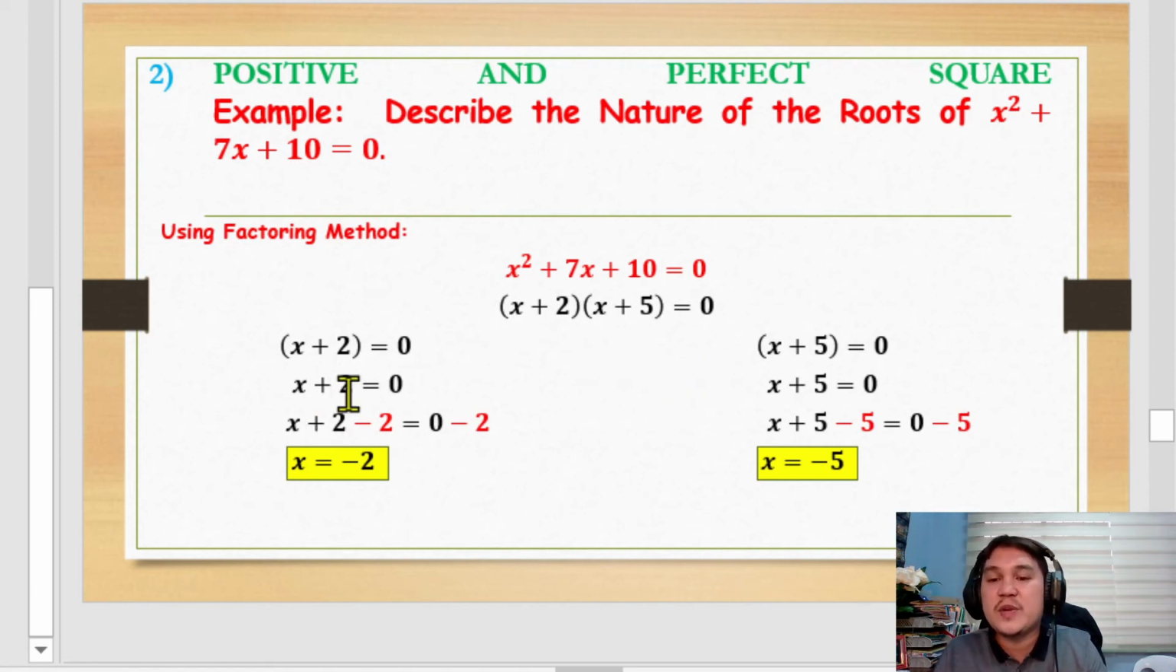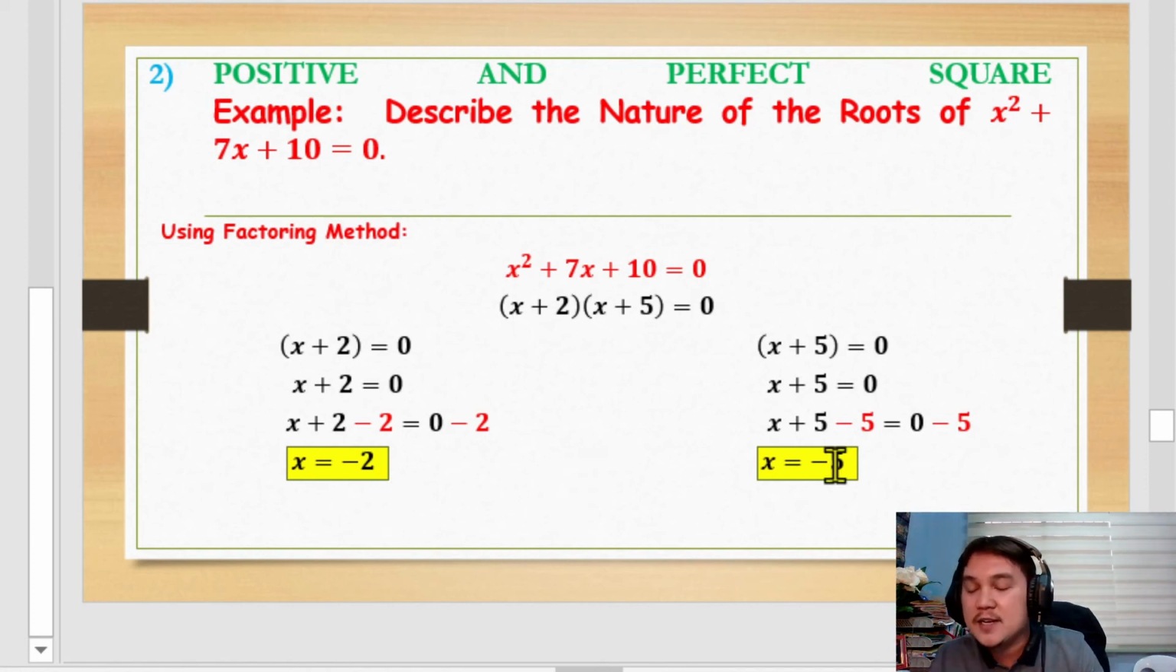So the quantity of x plus 2 is equal to 0. So that is the same as x plus 2 is equal to 0. And then we subtract 2 on both sides. So that gives us x plus 2 minus 2 is equal to 0 minus 2. This 2 minus 2 becomes 0. So that gives us x is equal to negative 2.